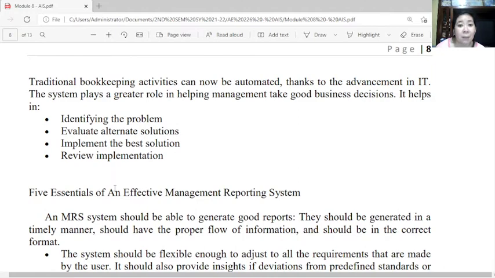So traditional bookkeeping activities can now be automated. We all know that because of IT. So the system plays a great role in helping management make good business decisions. It will help them especially in identifying the problems, evaluating alternate solutions, implementing the best solution, and of course reviewing the implementation for feedback and for continuous improvement.